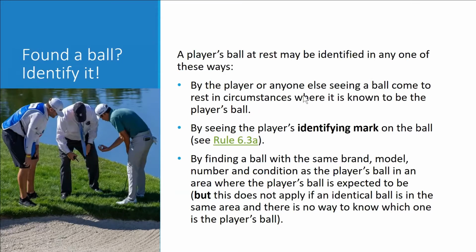The first way is if you or someone else knows that's your ball that's stopped over there. It's known to be the player's ball. The second way is to see your identifying mark on your ball. If you find a ball and it matches the identifying mark, which we will discuss shortly after this, then it's your ball.